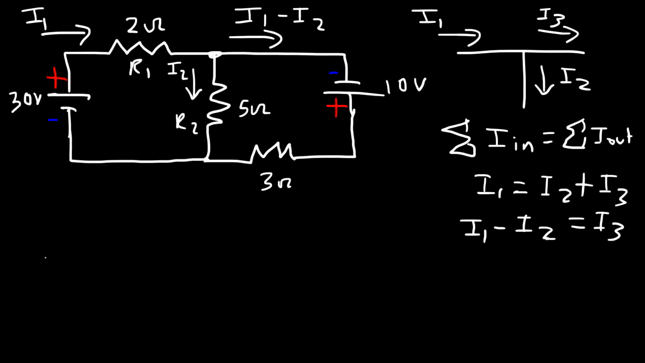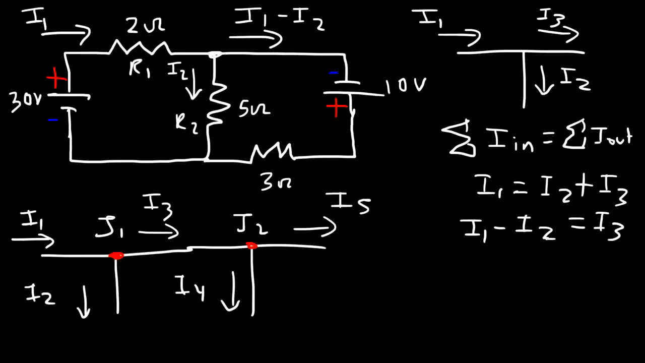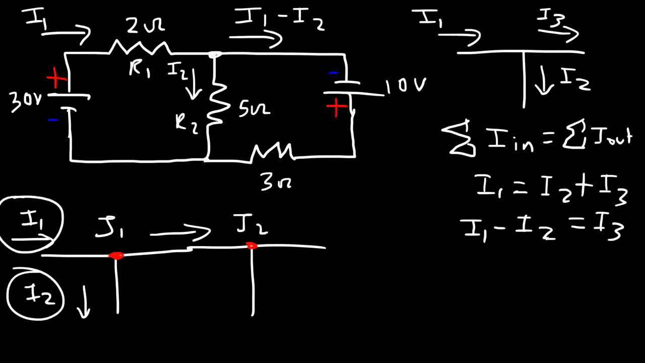Now let's say we have 2 junctions. Let's say this is junction 1 and junction 2. Now we can say this is current 1, current 2, current 3, current 4, and current 5. Now you're going to need 5 equations to solve these 5 missing variables. However, we could simplify the process if we do it this way. So I3 is going to be the difference between I1 and I2. So we can simply write it as I1 minus I2.